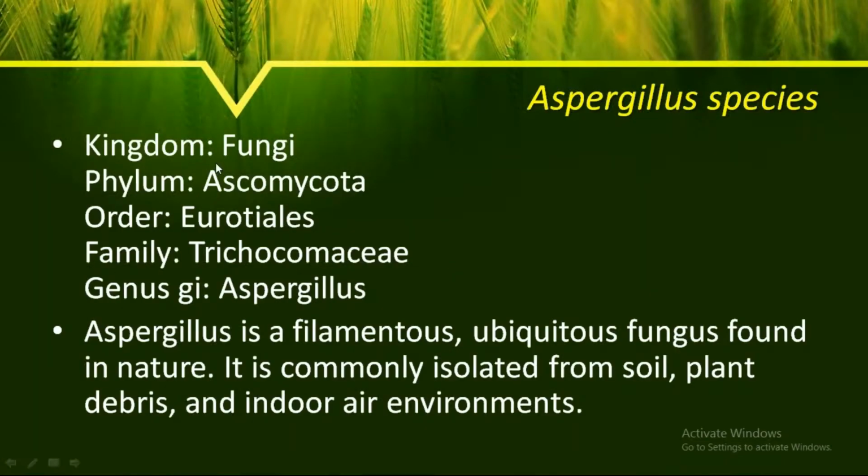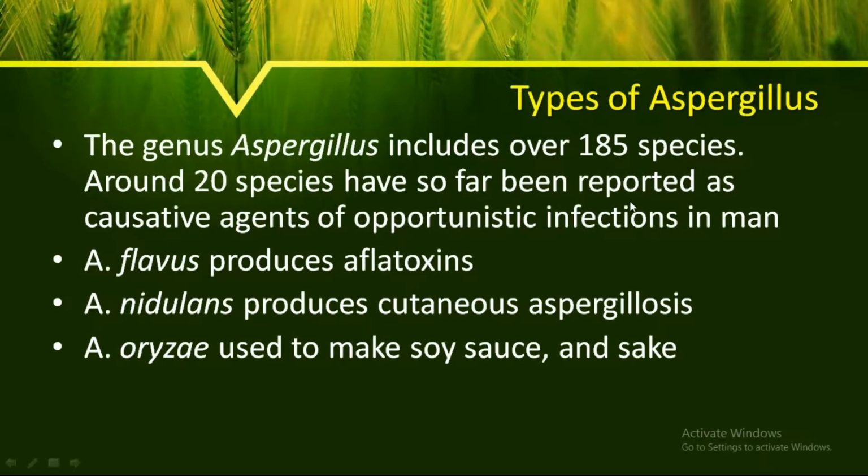So Aspergillus species belong to the kingdom Fungi, to the phylum Ascomycota, and different families are there like Trichocomaceae. So the genus is Aspergillus, and it is a filamentous, ubiquitous fungus which is found in nature. It is very commonly associated with soil, plant debris, and even indoor air environments. So many species are there, and very few species are important to us. So that is why only those are taught to you.